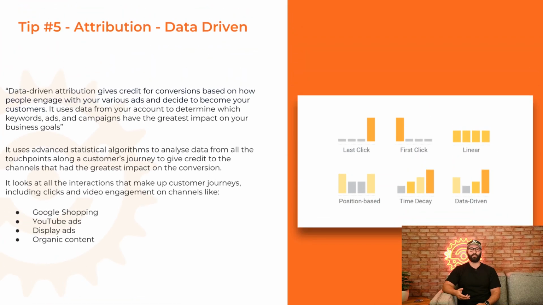Tip number 5 involves the age-old challenge of attributing conversion value to different steps in a user's path to purchase. Data-driven attribution is the recommended model of choice for application across both e-commerce and lead generation accounts, as it learns from historical pathway data to find the most appropriate attribution model for fair revenue allocation to your website traffic sources. It uses advanced statistical algorithms to analyze data from all the touch points along a customer's journey to give credit to the channels that had the greatest impact on the conversion.